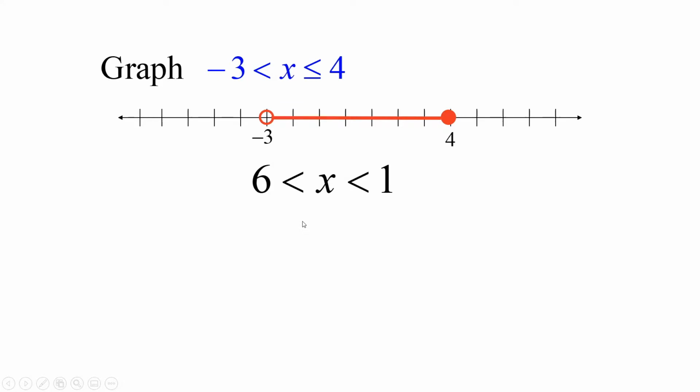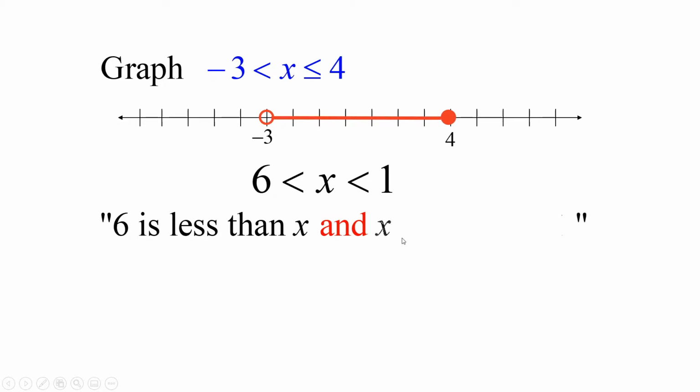6 is less than x, and x is less than 1. Let's say that one more time. 6 is less than x, and x is less than 1. Now the key is this and right here that I have in red. All right. 6 is less than x, and x is less than 1. Does that make any sense?